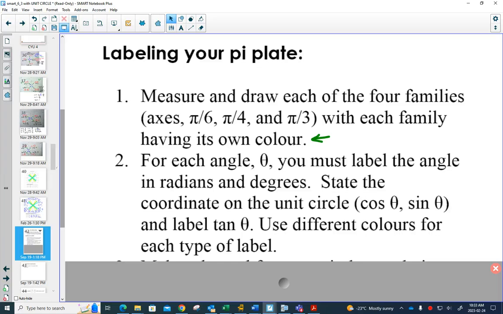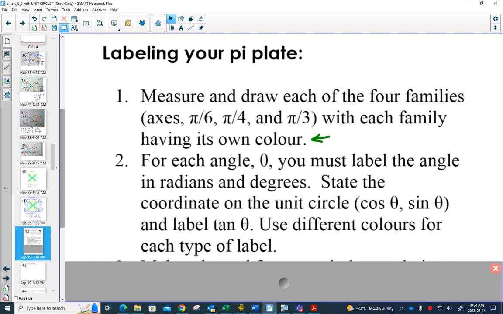Sometimes people choose, for example, on the spiderweb one, they decided that their pi over 6 family was all going to be red, so they made all the degrees red, all the tangent red, all the coordinates red, everything red for that, and they just spaced things out on their pi plate so that they could figure things out easily that way. So you have some choice here, but your entire quiz goes on the pi plate.